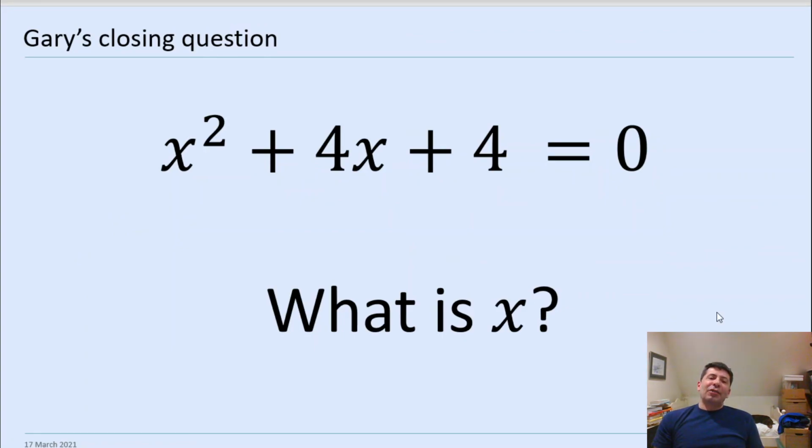So here's Gary's closing question. X squared plus 4x plus 4 equals 0. What is x? Answers in the comments, answers on a postcard, or just do it yourself if you would rather do that. It's completely up to you.